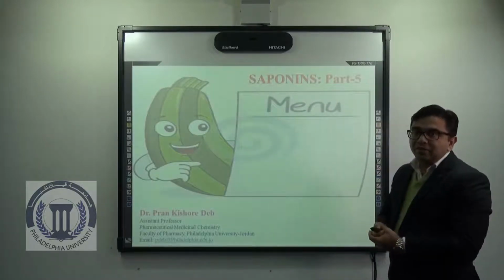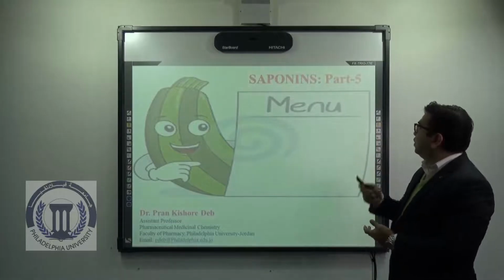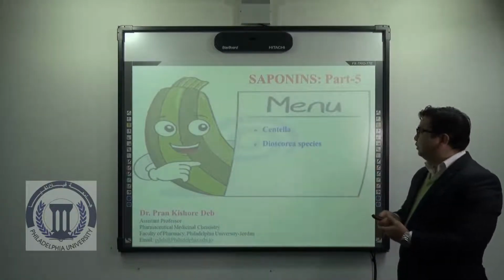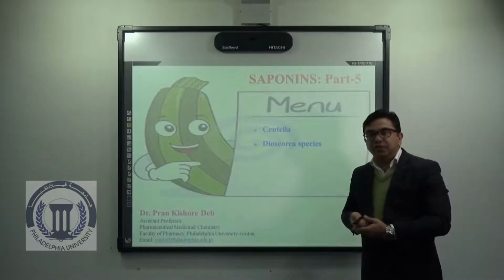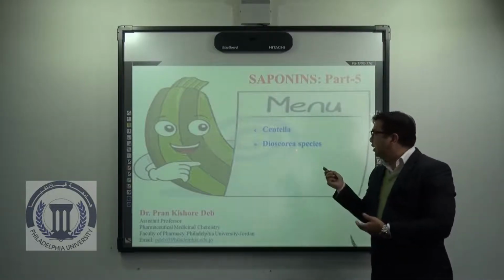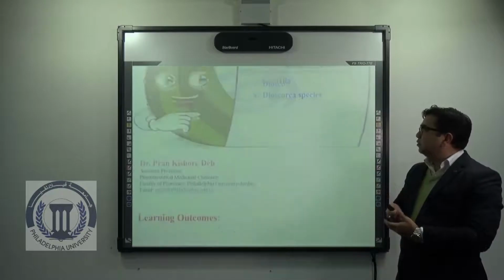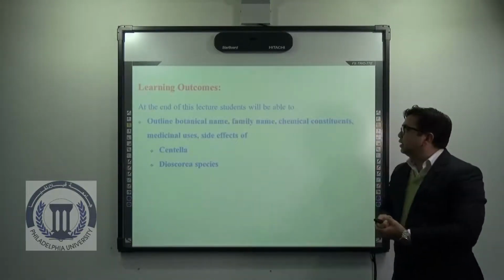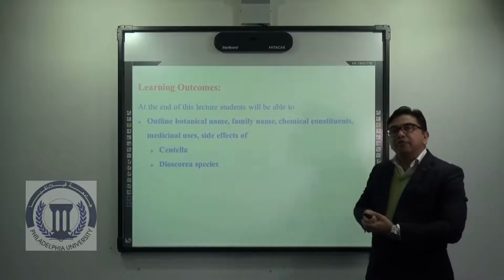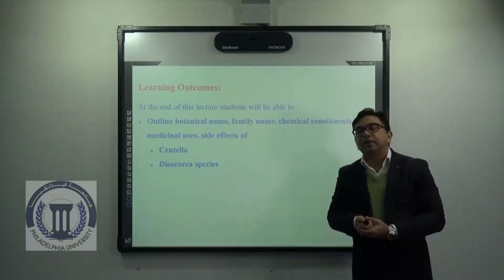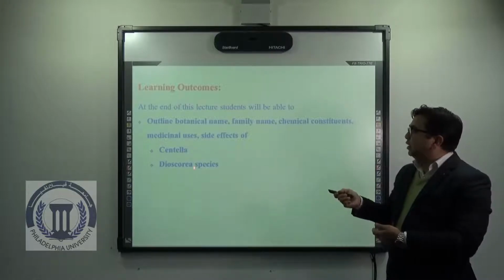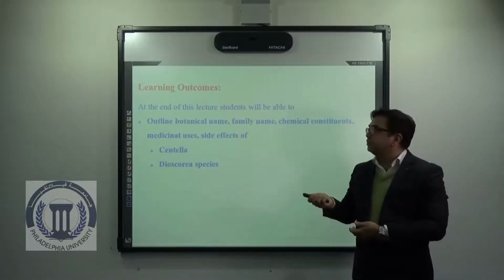So in this lecture we are going to discuss the fifth part of saponin, and today we will cover mainly two species, that is Centella and Dioscorea species. Now coming to the learning outcomes, at the end of this lecture you will be able to outline botanical name, family name, chemical constituents, medicinal uses and side effects of Centella and Dioscorea species.